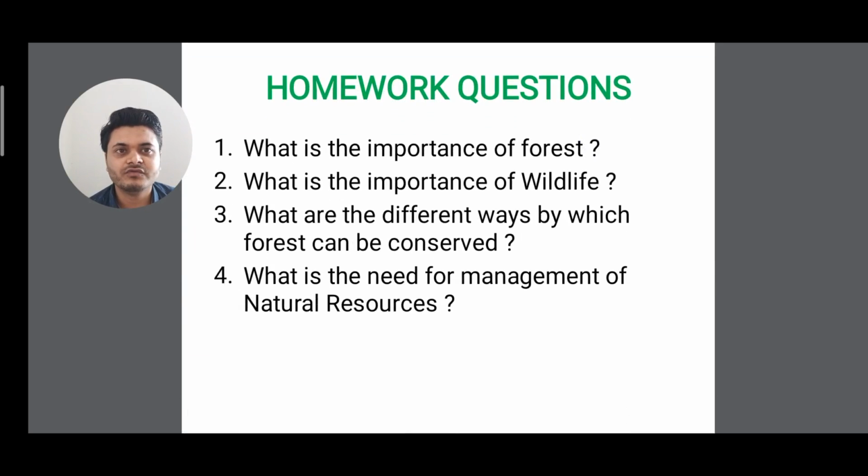So students, these are the homework questions from this topic. First question is what is the importance of forest? Second question is what is the importance of wildlife? Third question is what are the different ways by which forest can be conserved? And fourth is what is the need for management of natural resources?